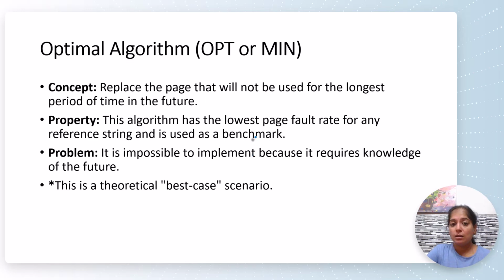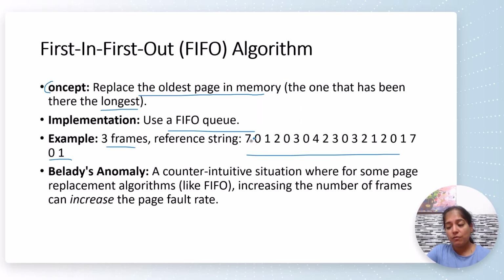The FIFO algorithm suffers from Belady's anomaly. It is a situation where, in some page replacement algorithms, increasing the frames can increase the page fault rate. If we increase the number of frames here, it will increase the number of page faults.